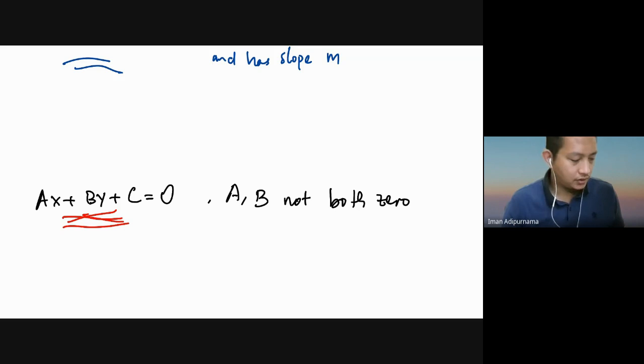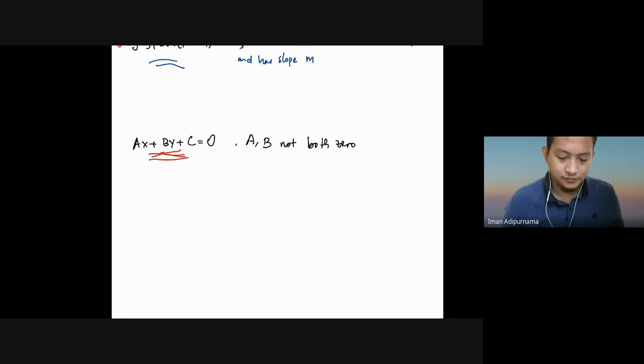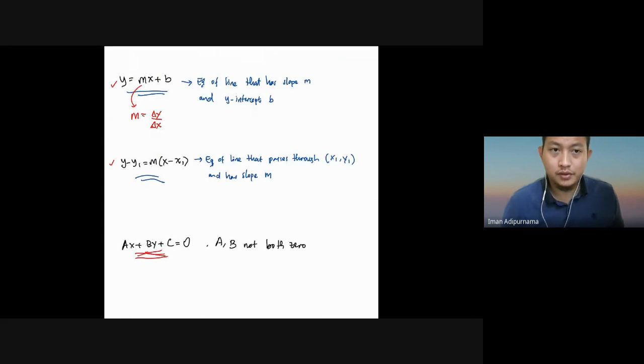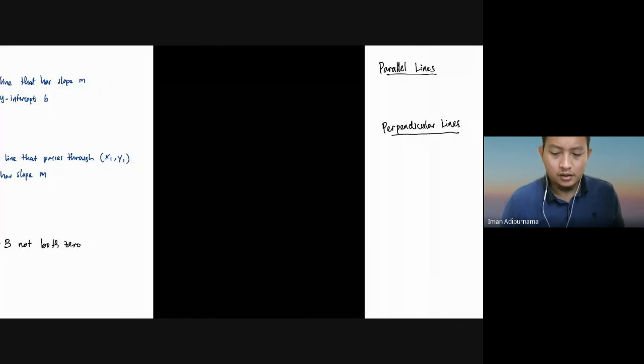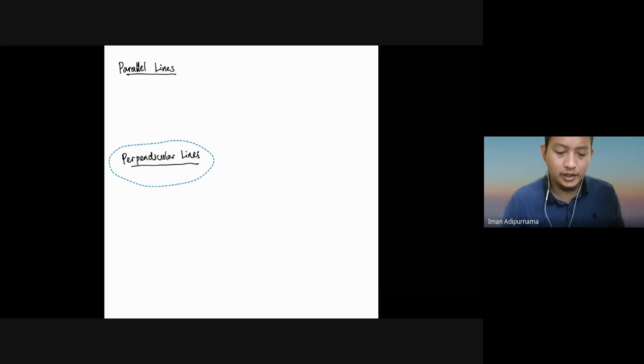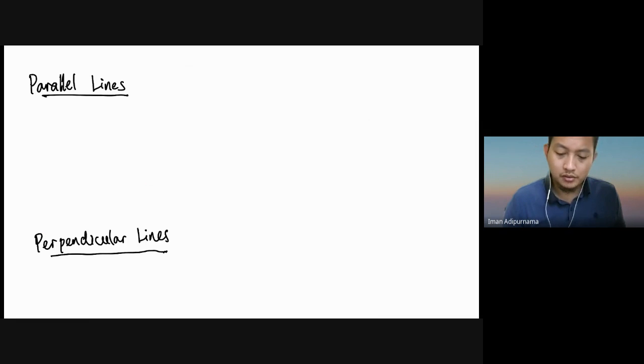So every line is basically a graph of a linear equation. That's quite understandable from this example here. Next thing about lines, we will have something called parallel and perpendicular, and it also appears in calculus. So what does it mean? Parallel lines is right here.